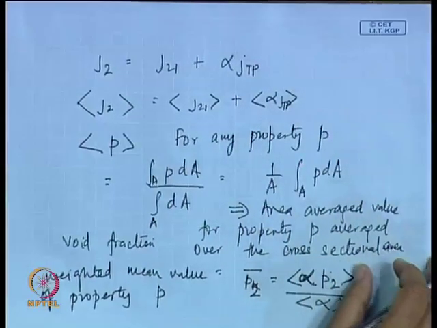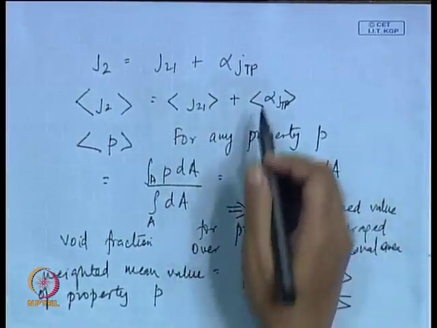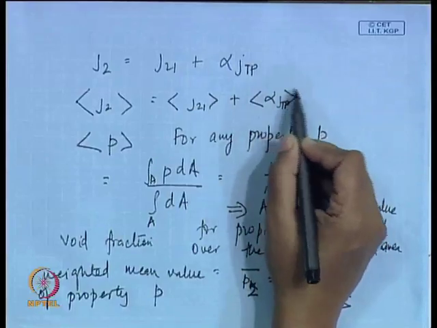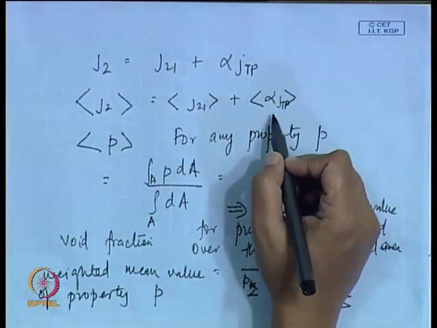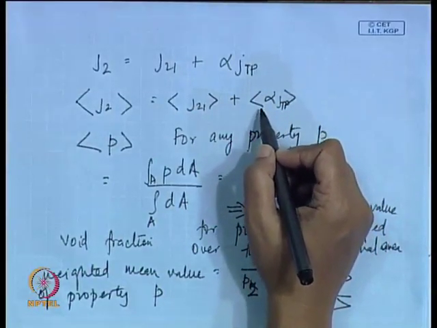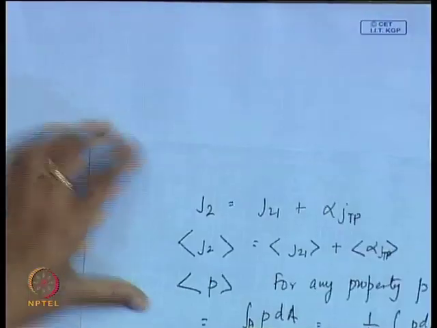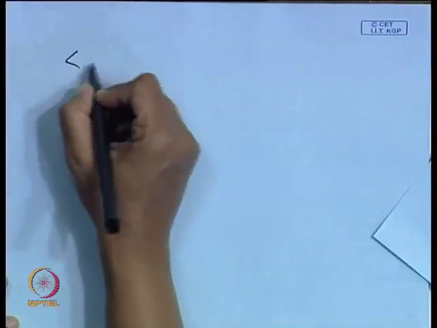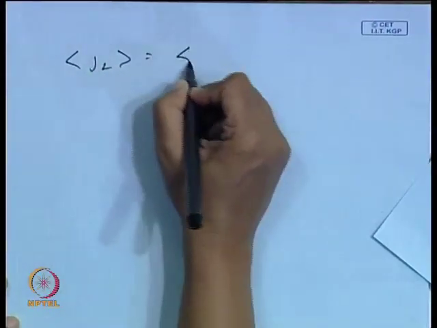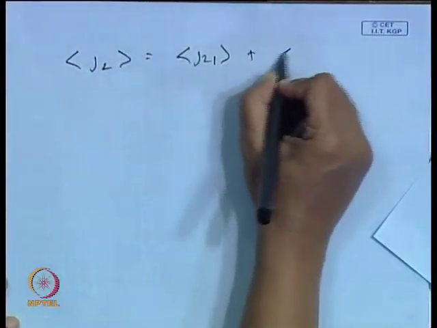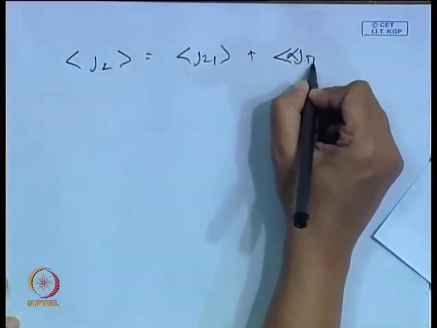So, a simplified approach is that we replace this by some other easily measurable or input parameters. Now, how to do this? Now, for this particular thing, certain things that I have told you, this needs to be replaced. Now, if I write down the equation once more, J21 plus alpha JTP.